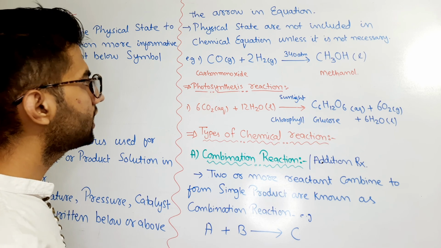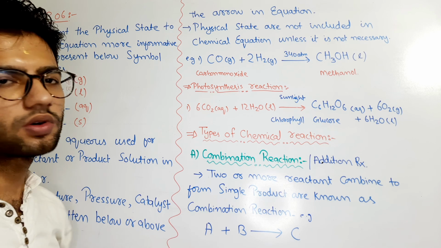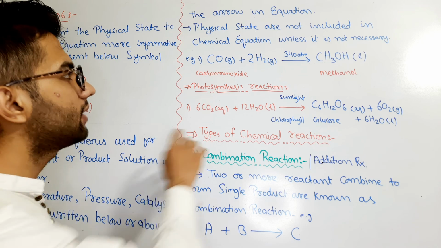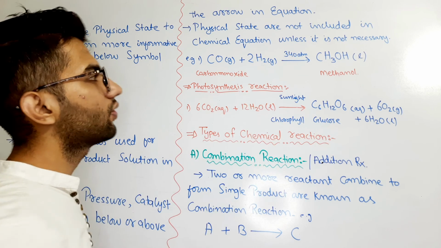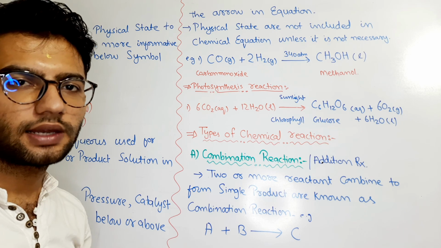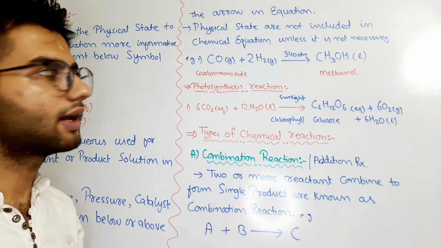So what does it mean or what does it represent? The carbon monoxide is a reactant that is present in the gaseous form. Similarly, in front of the hydrogen, here we also use the (g), and it also represents that hydrogen is present in the gaseous form.